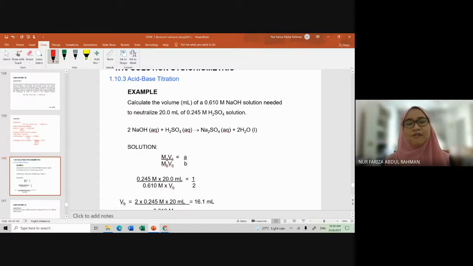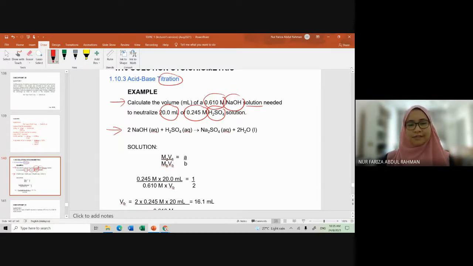Acid-base titration. Obviously, acid is in solution form, same goes for base. These two can be reacted through the titration technique. Titration is a technique to react acid and base. As you can see from the question, we have sodium hydroxide solution with its molarity, and we have the acid also, with its molarity and volume given. This is the balanced equation, the reaction that takes place.